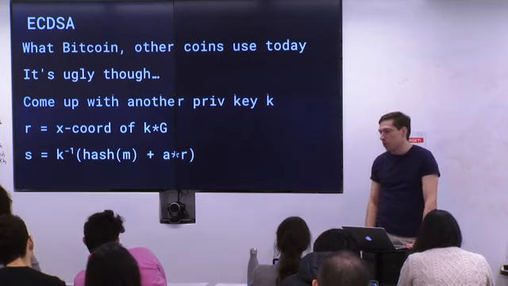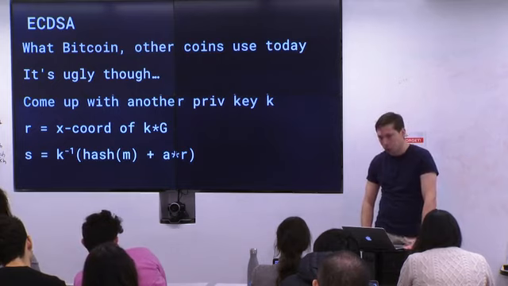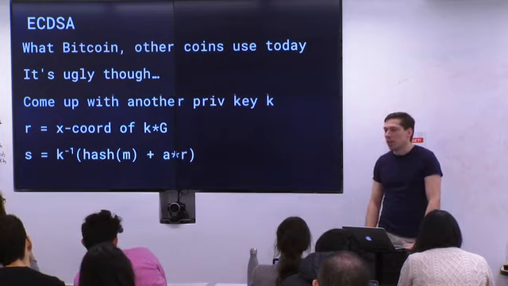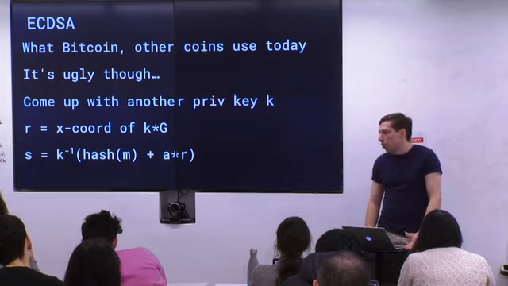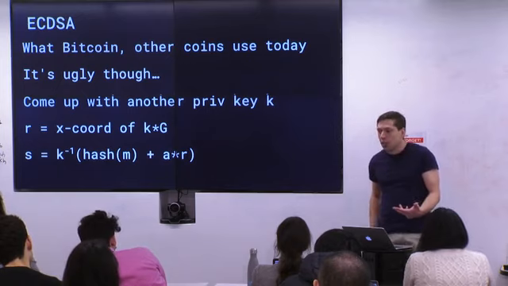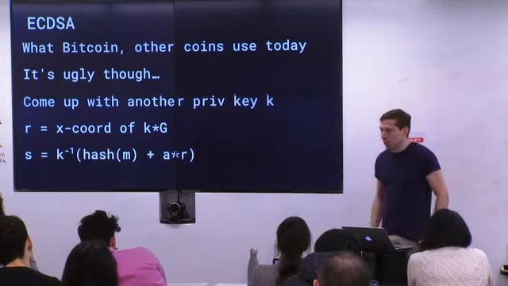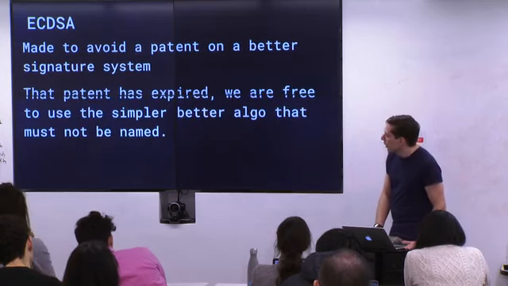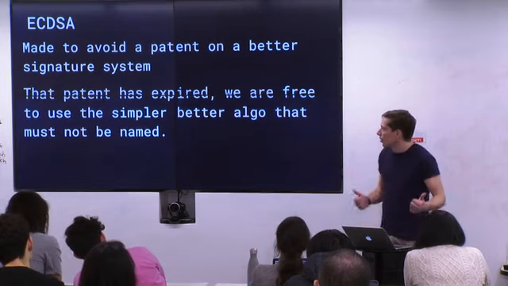And some cryptocurrencies use Schnorr signatures. I think Monero uses a Schnorr-like signature. But Bitcoin will probably be putting it in in the next year or so. So all these things will be much more applicable and you can use them. And there's code out, you can use them now. Okay, yeah, sorry. Patent expired, free to use the better algorithm.